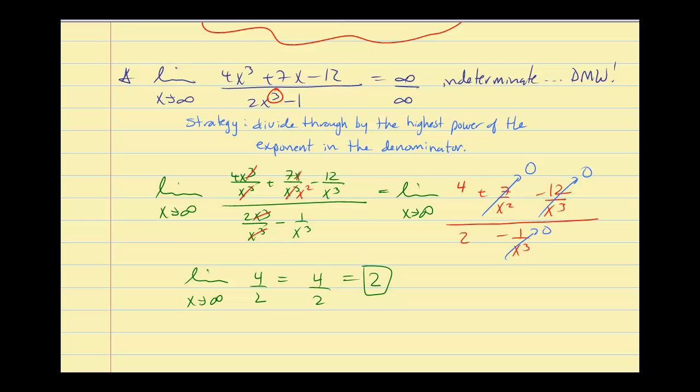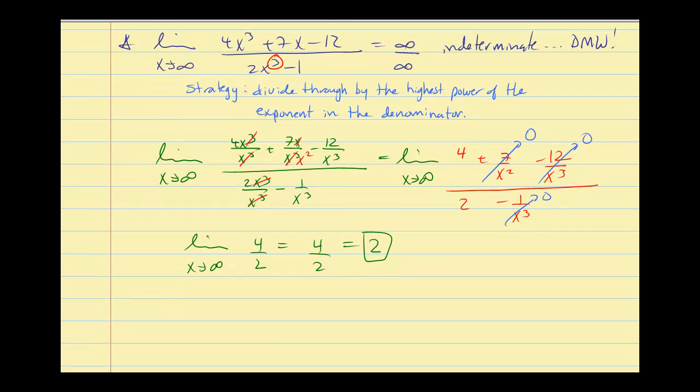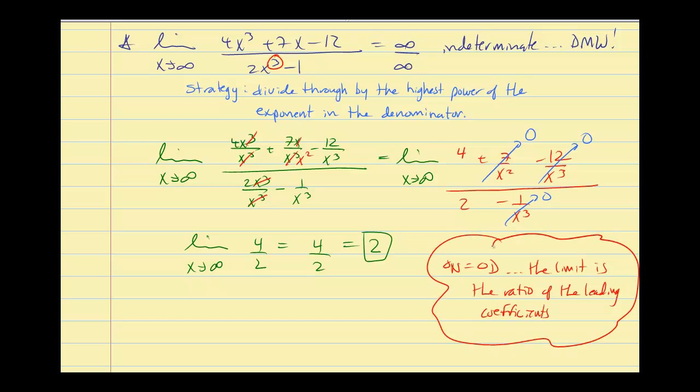Is there a faster way we could have worked this problem? Well, as it turns out there is. The shortcut rule here is if the degree in the numerator and the degree in the denominator are the same, if they're equal, the limit is the ratio of the leading coefficients. Now what we mean by leading coefficients is the coefficient in front of the highest power. So it might not always be the first number listed, but it's the highest power.